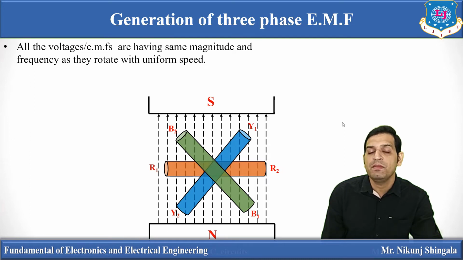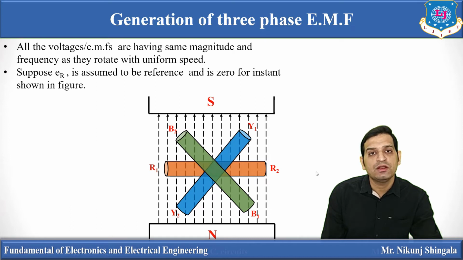All the voltages and EMFs have the same magnitude and the same frequency, as all the coils are displaced by the same angle and rotating in a uniform magnetic field with uniform speed. So all the EMFs have the same magnitude and the same frequency, but the EMF induced in all the coils will not reach its maximum value simultaneously, because all the coils are displaced 120-degree from each other.